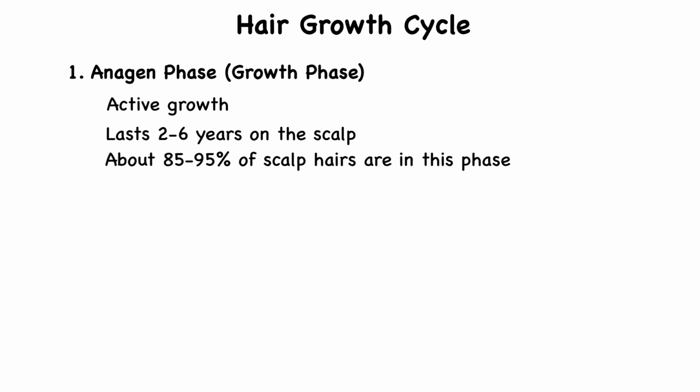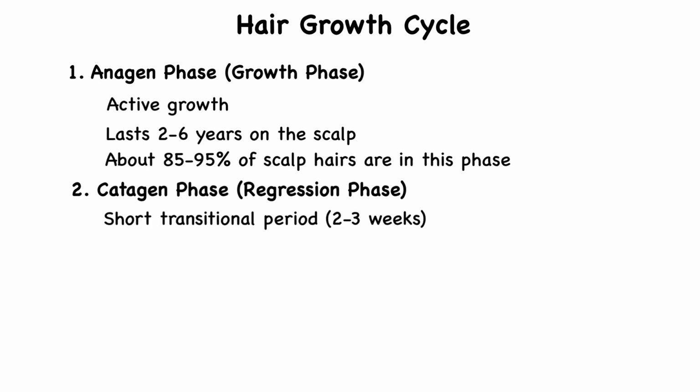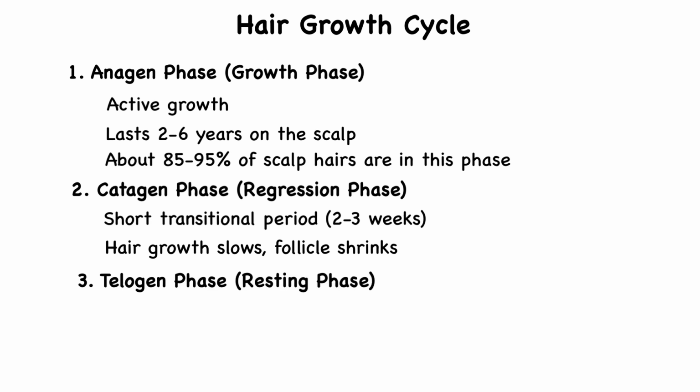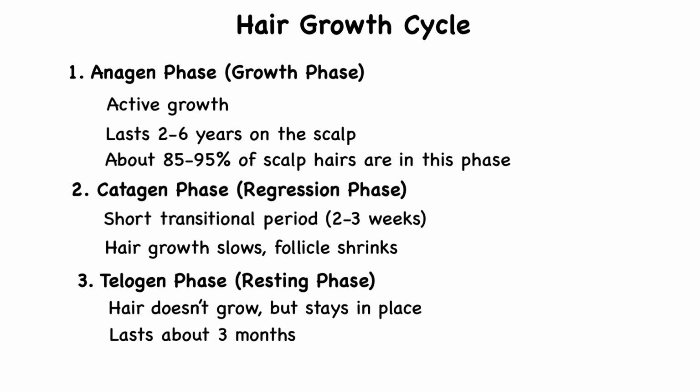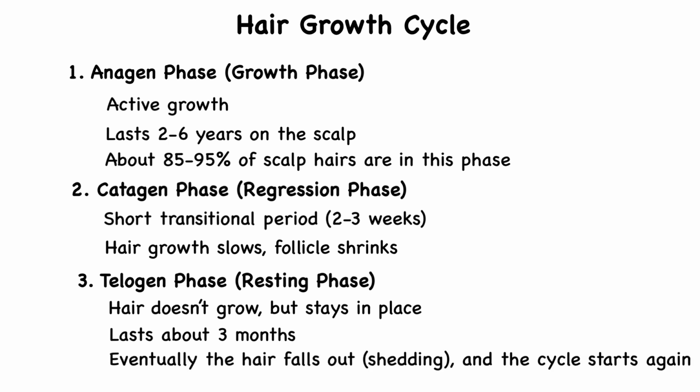And then it will move into what is called the catagen phase, or the regression phase. This is a very short transitional period lasting about 2 to 3 weeks, where the hair growth will slow and the follicle shrinks. And that will be followed by the telogen phase, or the resting phase, where hair doesn't grow, but it stays in place. It lasts about 3 months, and then eventually the hair falls out in a process called shedding, and the cycle starts again. Shedding about 50 to 100 hairs a day is totally normal.